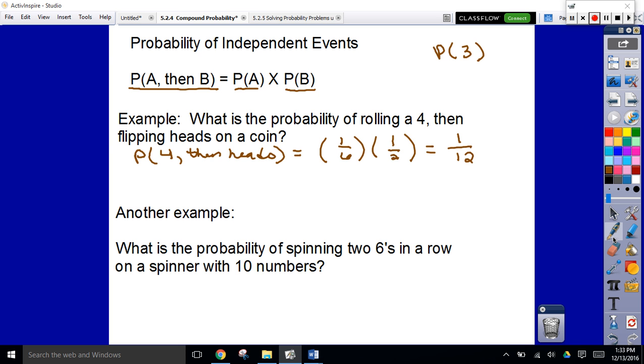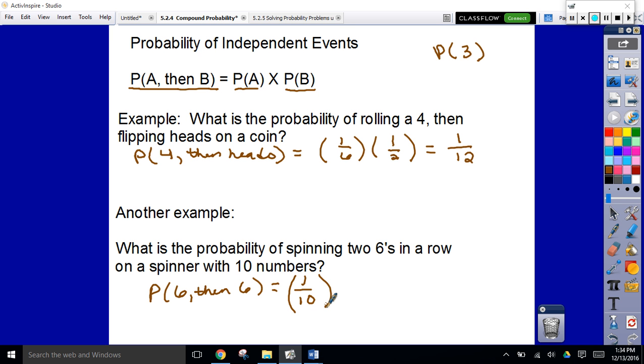Okay, another example, what's the probability of spinning two sixes in a row on a spinner with 10 numbers? So we're doing the probability of 6, then another 6. First of all, what's the probability that the first time I'm going to spin a 6? Andrew? Not 6 out of 10. How many 6s are on the spinner? You don't want to use the actual number 6? Oh, wait. Yeah, there's going to be 1 six on the spinner out of how many? 10. So the first chance is 1 out of 10. What's the probability that we're going to spin the next 6, Travis?